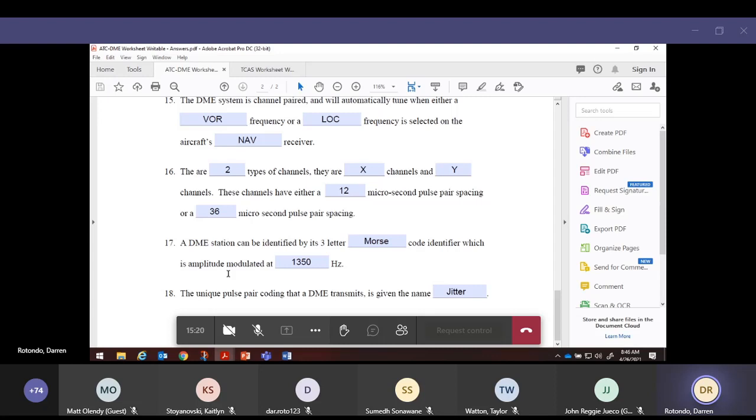18, the unique pulse pair coding that everybody's DME, when you first turn it on, does, it encrypts, so it creates its own pulse pair pattern. Everybody's is different, and it changes every time you turn the unit on and off. It's kind of like fingerprints or DNA, and we refer to that unique pattern or encryption as jitter. So everybody's DME, when it's operating, is sending jitter from the sky on one frequency, and the ground station's picking it up and resending it back to you on a different frequency.